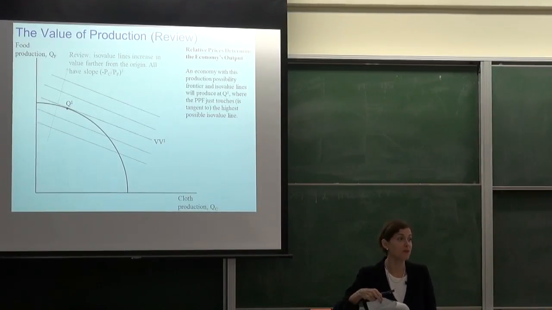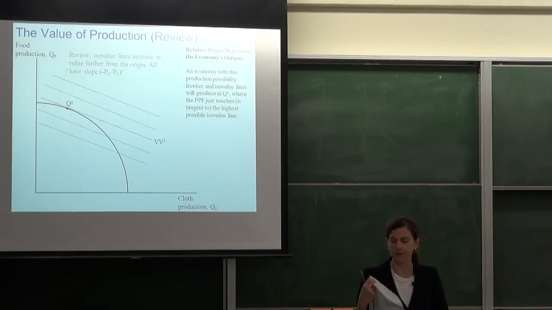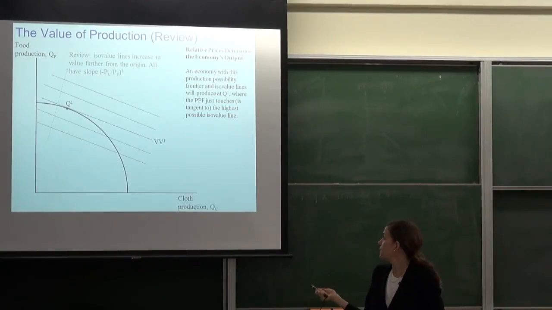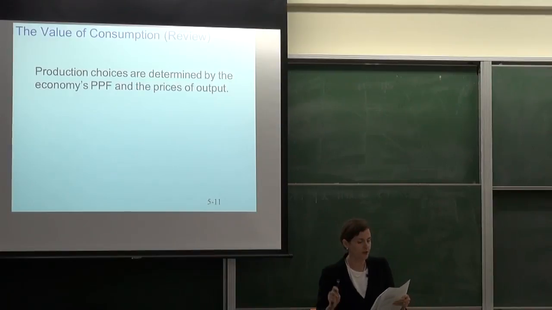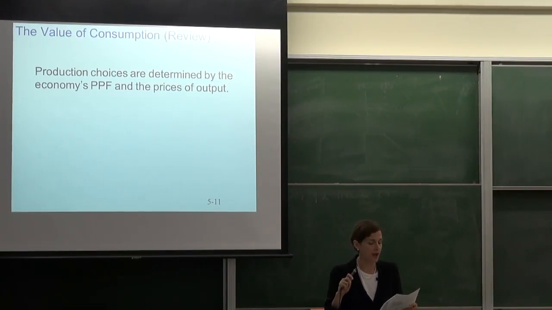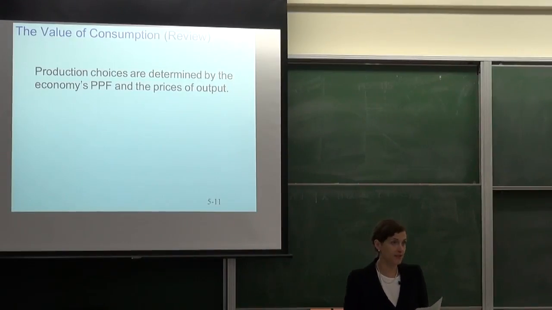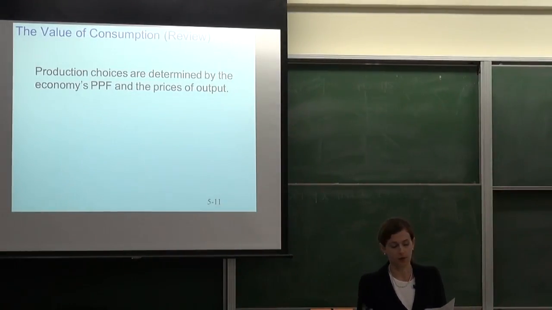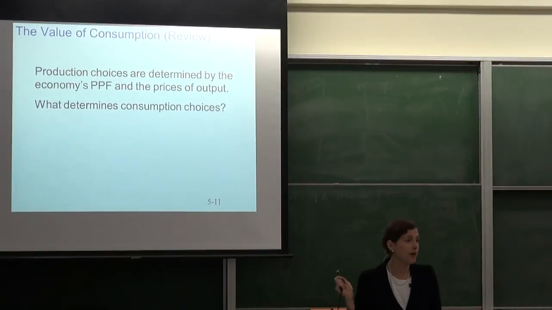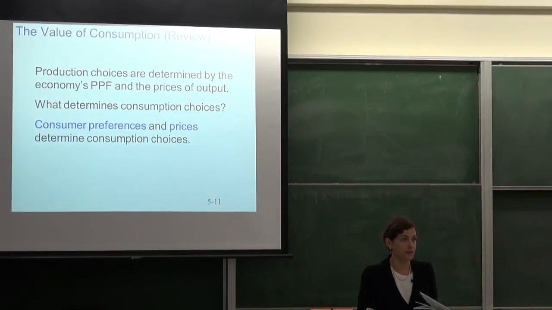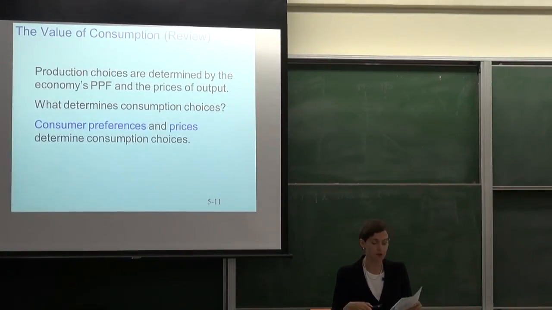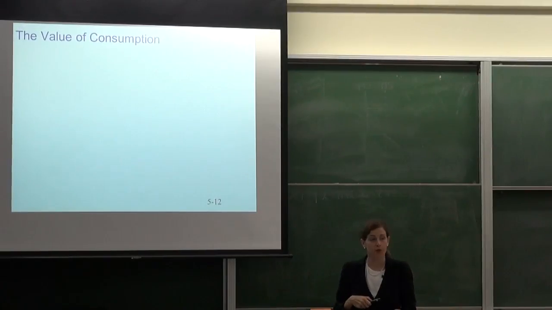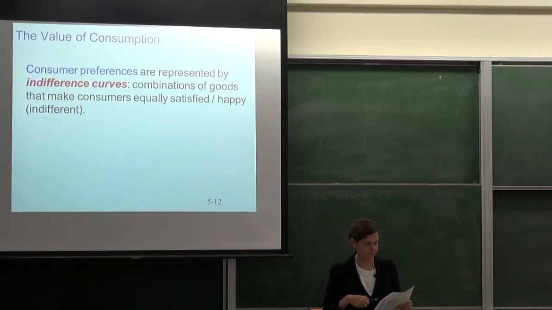Okay, I see you all nodding, so you remember this. This is review. So you remember production choices are determined by the economy's production possibility frontier and the prices of the output. What about consumption? What determines consumption? Well, consumption is also determined by prices. And we're going to introduce a new tool here that we haven't used before, which is consumer preferences. How are consumer preferences going to be shown? By using this new curve called an indifference curve.